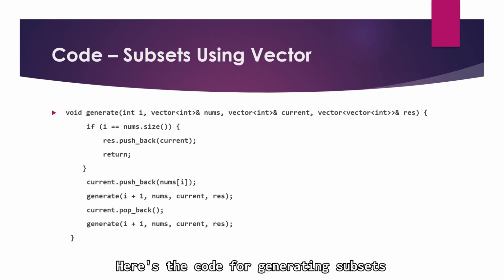Here's the code for generating subsets using recursion and STL vector. Each recursive call will either include the current element or exclude it, and the results will be stored in the vector. Notice how easy it is to push and pop elements from the vector, which makes it a perfect fit for backtracking. This approach ensures that we explore all possible subsets efficiently.